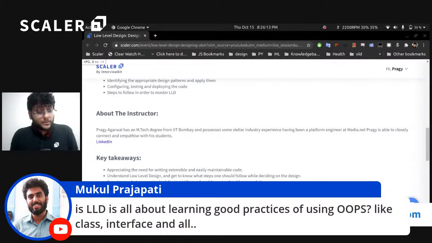Mukul is asking, is low-level design all about learning good practices of using object-oriented programming like classes, interfaces and so on? Well, Mukul, that is a part of low-level design, but low-level design is so much more, right? Understanding where software fails, understanding why some pattern is being used, understanding how to design things, right?